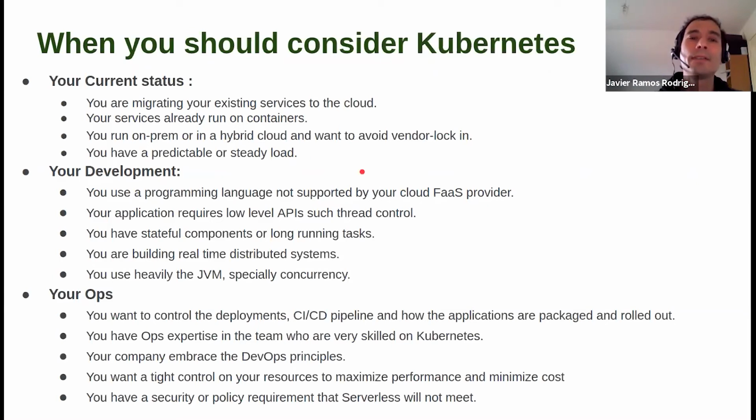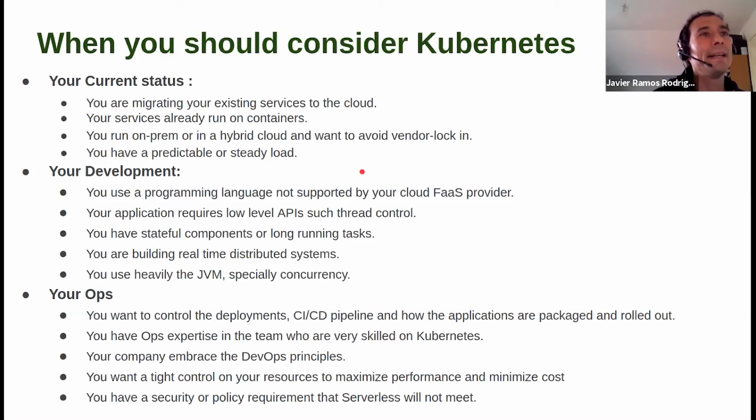So you saw that joke about keeping the Lambda warm. Many people go serverless, but they don't have any spike. They have a steady workload. And in this case, it's cheaper to run in Kubernetes. If you use a programming language that is not supported, then you cannot go serverless, so Kubernetes is a great option. Also, if you use low-level APIs and you need really control of your processes, or stateful components, or long-running tasks, or you build these complicated real-time distributed systems, or if you rely heavily on the JVM, especially for concurrency.